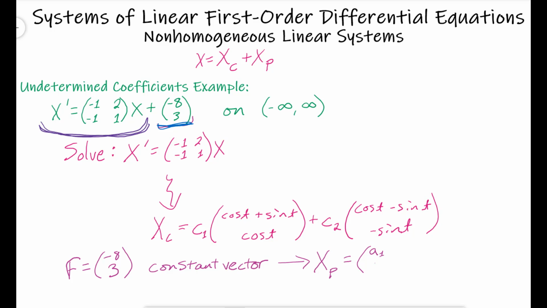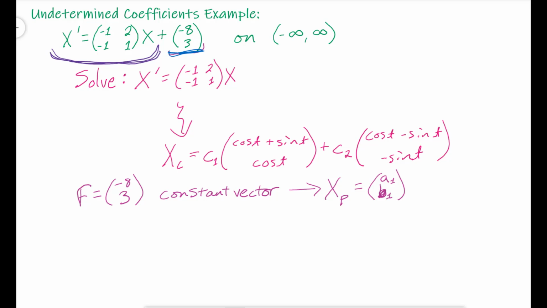We'll call it A1, B1. Now remember that when we were doing undetermined coefficients before with higher order differential equations, we basically just assumed this is a solution, plugged it in, and then solved for what those constants A1 and B1 must be. So it works the same with systems. So if xp is going to be that, it's going to be the solution that we plug in. We also need to know what the derivative of it is.